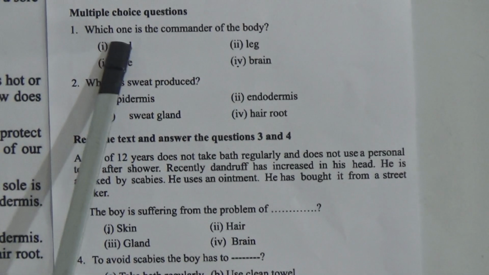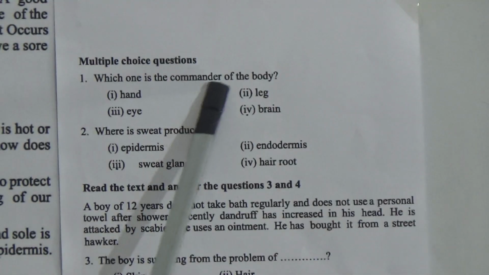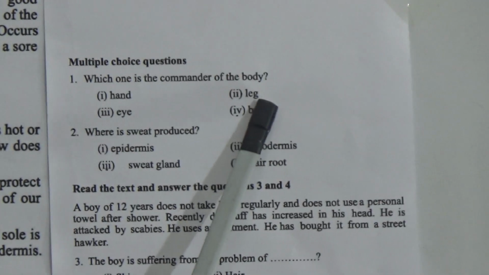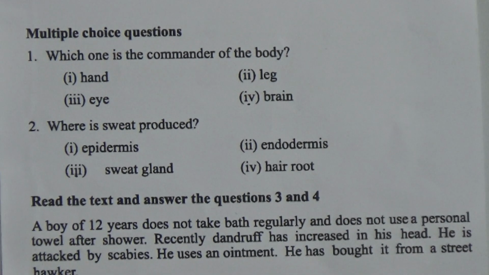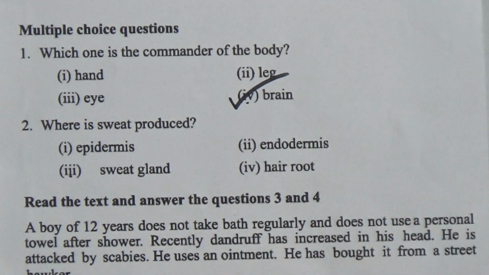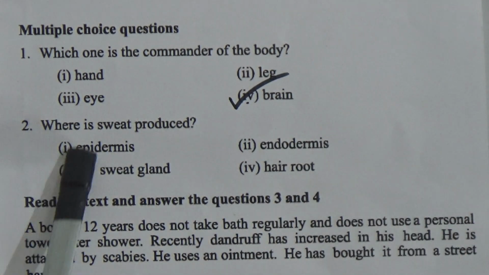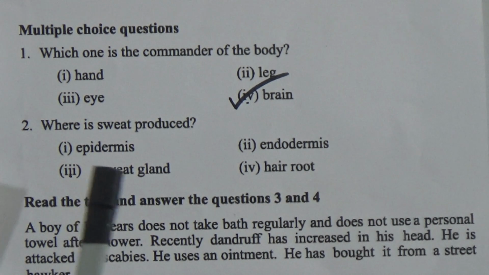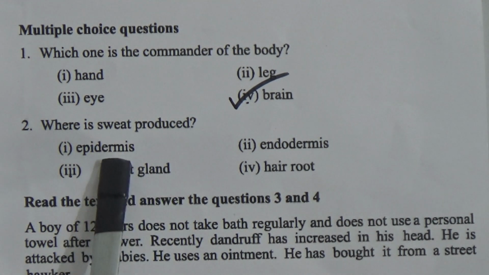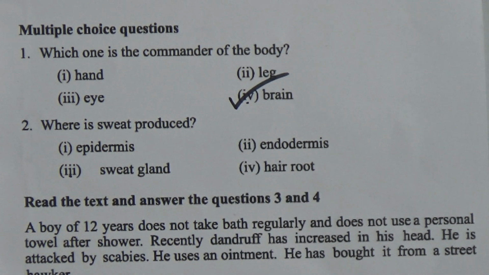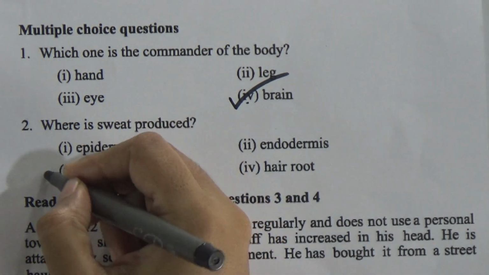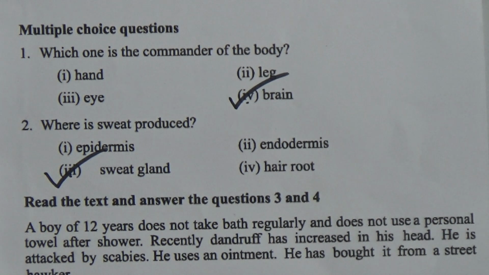Our first question is, which one is the commander of the body? Dear students, in the first class of the chapter we discussed that the commander of our body is the brain. Where is sweat produced? The options are epidermis, dermis, sweat gland, hair root. Dear students, just now we discussed that the sweat gland produces sweat.